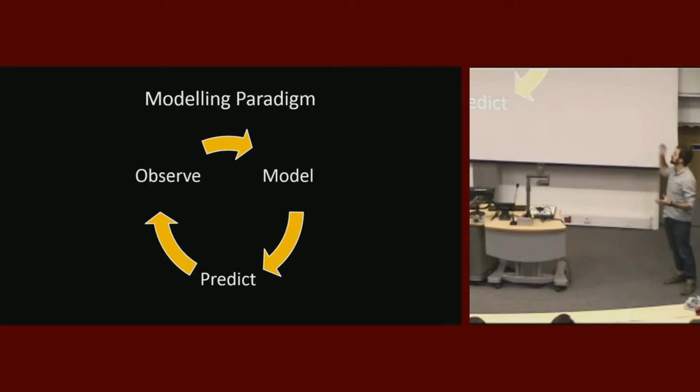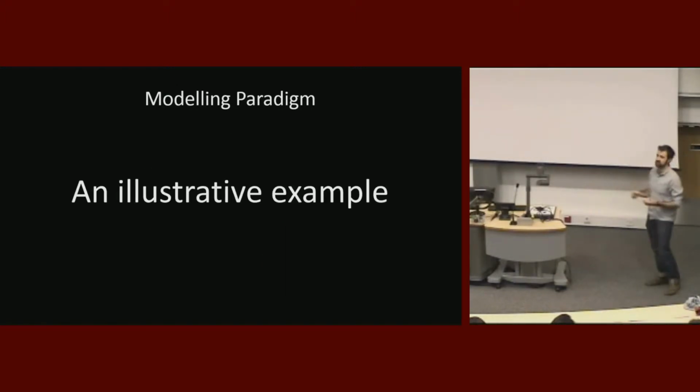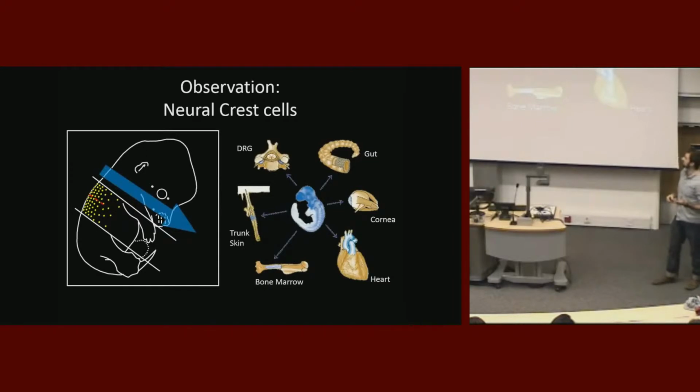So this is what mathematical modelling and mathematical biology for me are all about. It's this paradigm: we make a model of the biology that we've observed, we make a prediction, and we go back and test our prediction with the observation and see if it's right or wrong, and go back and change the model. To give you an illustrative example, I look at modelling neural crest cells, which are a subtype of cell in early embryos.